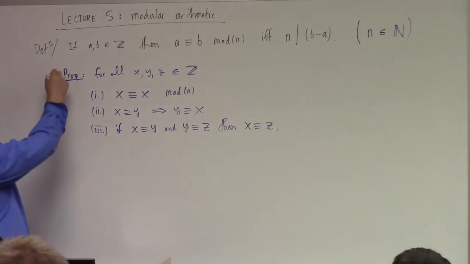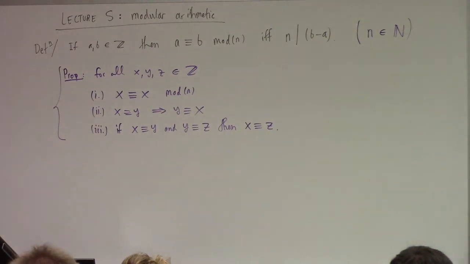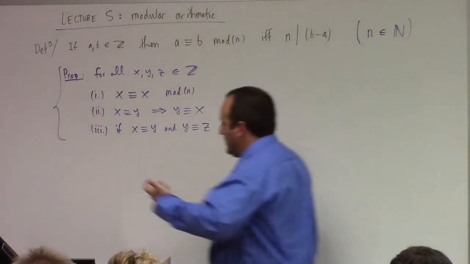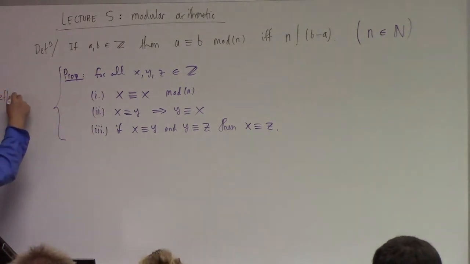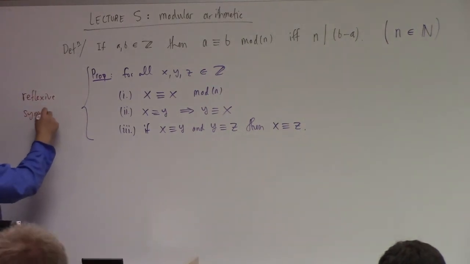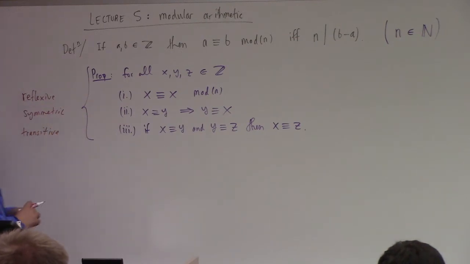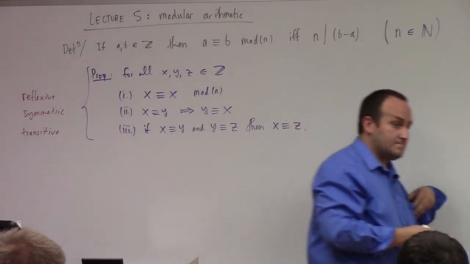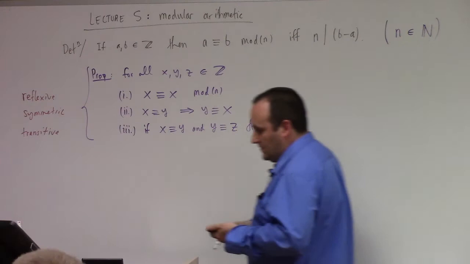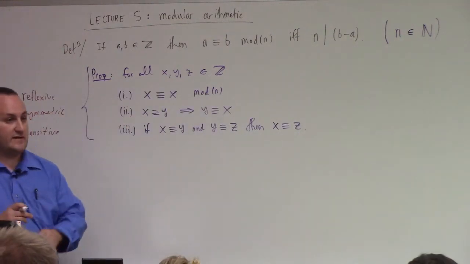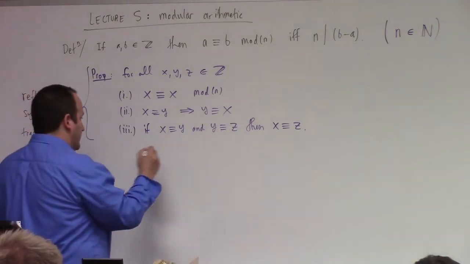So what does this say? How can you state this proposition in words? Yeah, right. Congruence mod n is reflexive. It's symmetric. It's transitive. In other words, congruence mod n forms an equivalence relation on the integers. And what that's going to mean is that it partitions the integers into disjoint sets whose union is everything. But first let's prove something here. Let's prove 3.